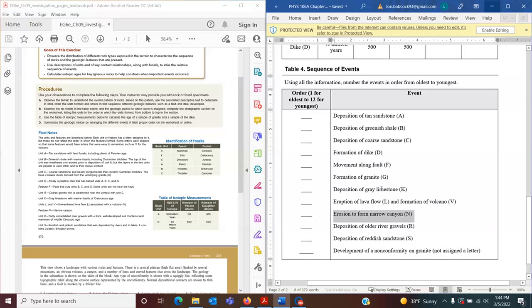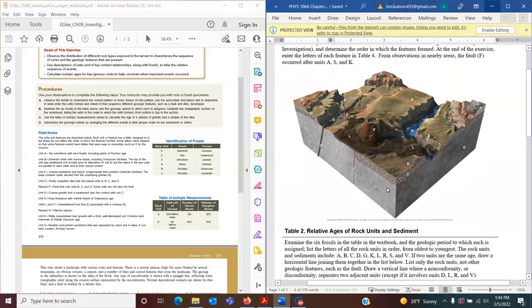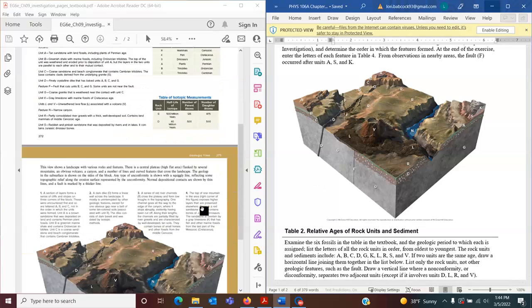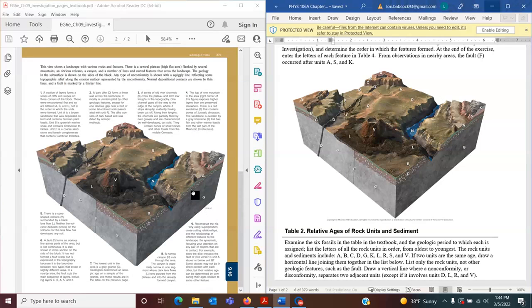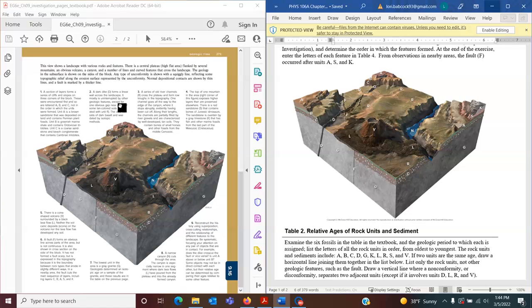So you need to go back up here and work it out to see where those events interrupted depositions of rocks or came after deposition of rocks. But my advice is to read as much of these textbook pages that you can to find that order. And as always, you can contact me with any questions you have about it.